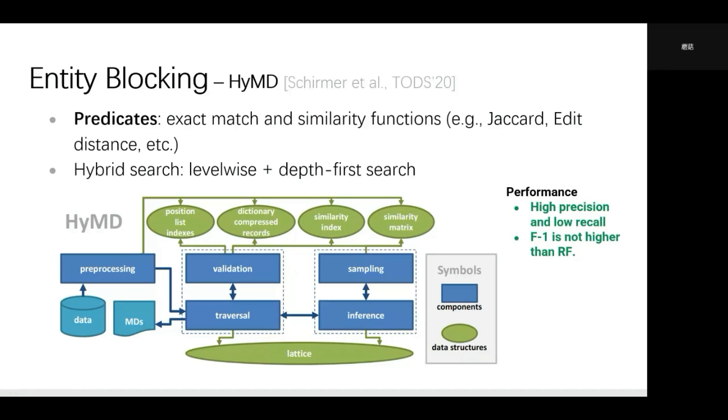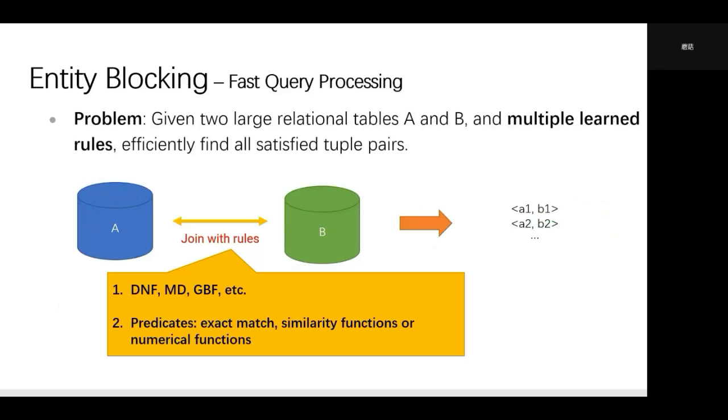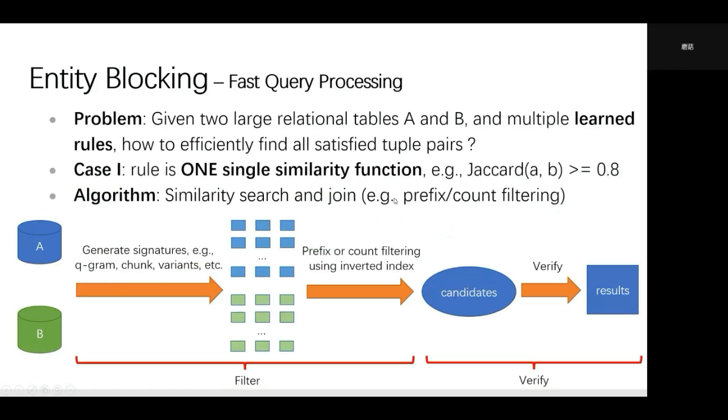So now, if we use the previous methods to generate some learned rules, the next problem is how we can efficiently find all satisfied pairs from tables A and B using these rules. Firstly, we consider the first case. If the rule is one single similarity function, for example, a Jaccard similarity with a threshold such as 0.8 learned by the previous methods, we can use prefix and count filtering as follows.